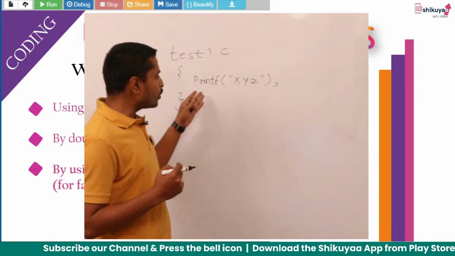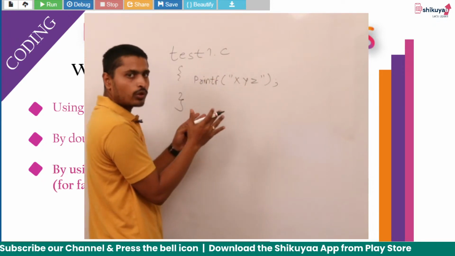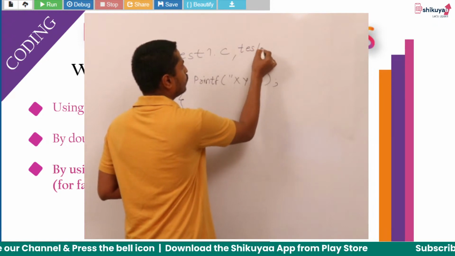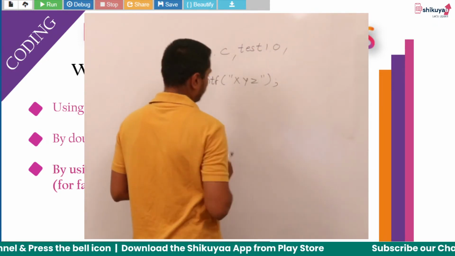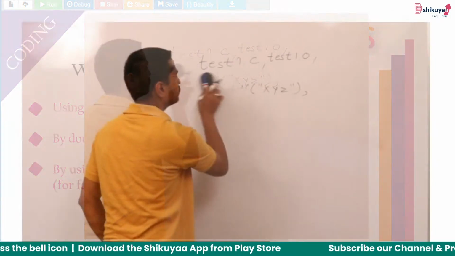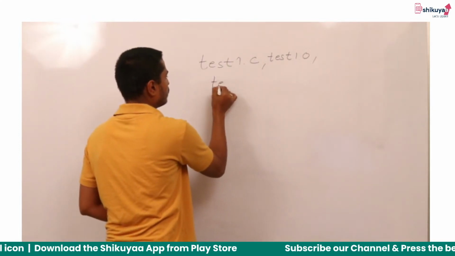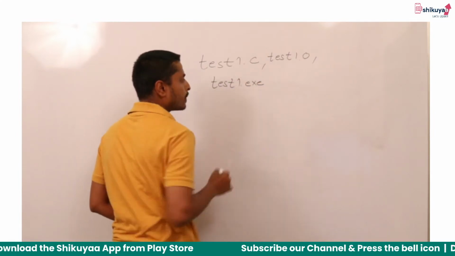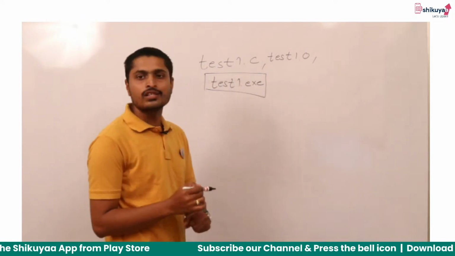So when you build it, test1.c will be there in that folder where you have created your program. There is test1.o, that is the object file, and again there will be the test1.exe program. So this test1.exe is your executable file.